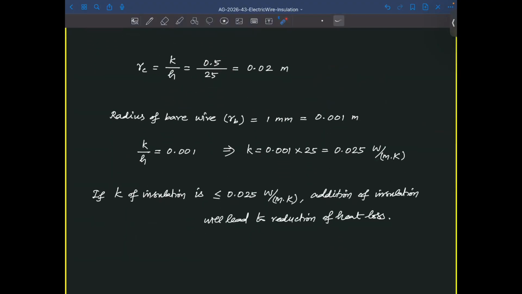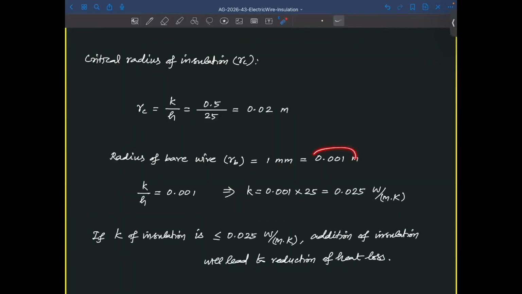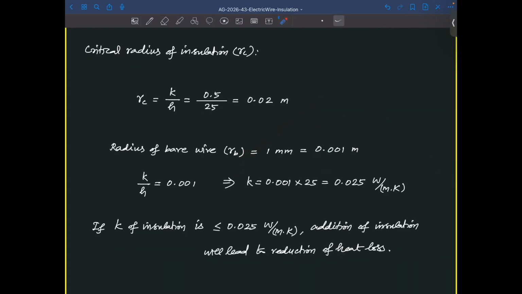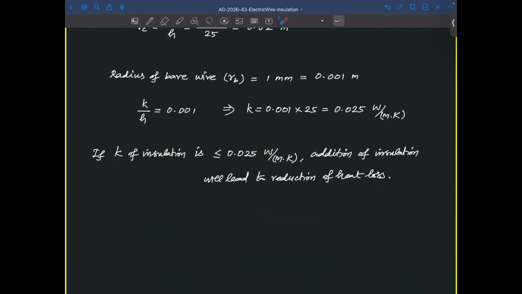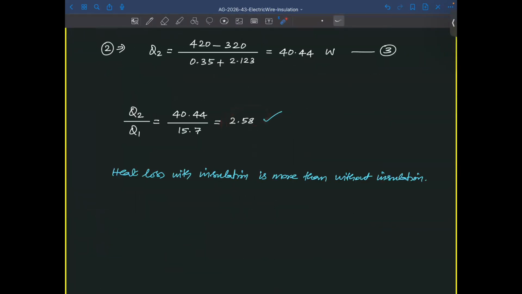Now, what is the radius of the bare wire? There is a diameter of 1 mm, so the radius is 0.001 meter. Here we can easily say that this critical radius is higher than the radius of the bare wire. Because of that, any addition of insulation is going to increase the heat loss till the critical radius. Only after that will heat loss decrease. That's why the heat loss we see here is actually higher with insulation than without insulation.